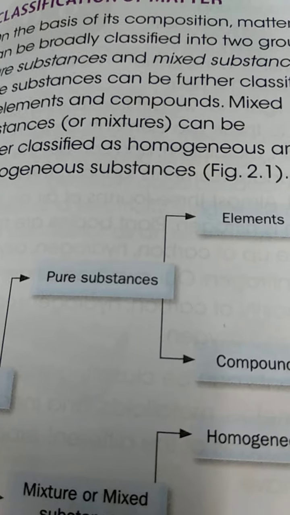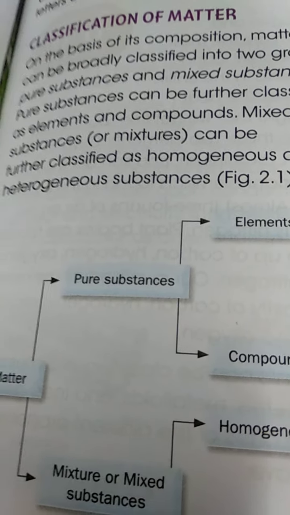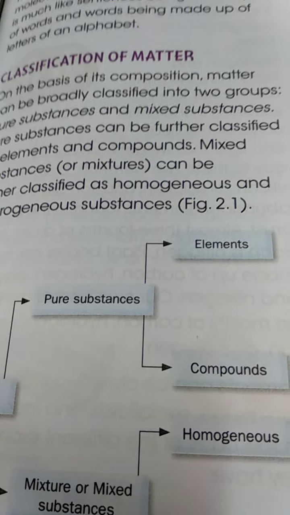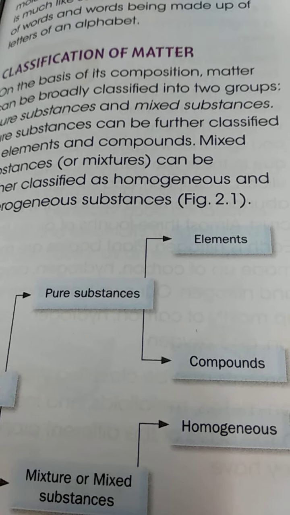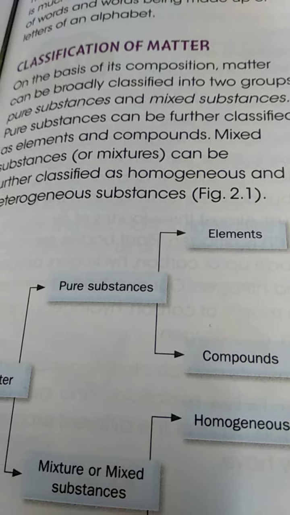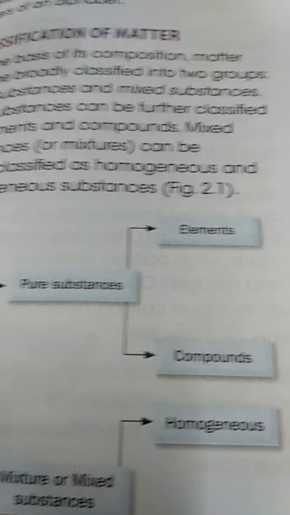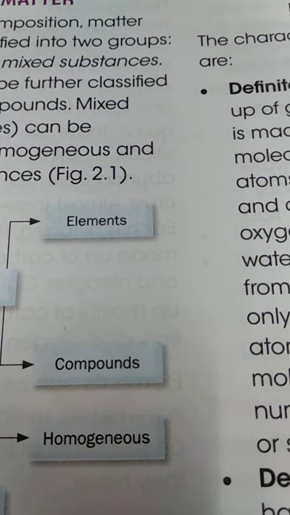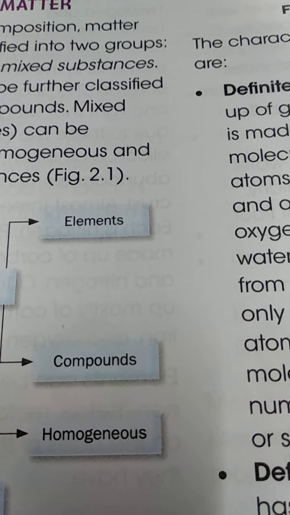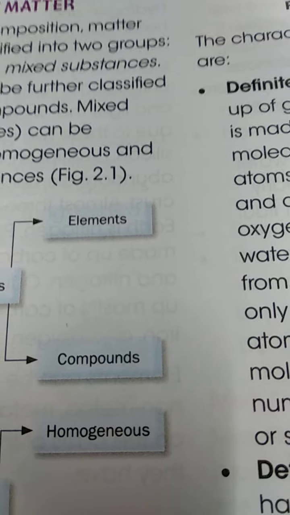Now, classification of matter. Matter is classified into two groups: pure substance and mixed substance. Pure substance can be further divided into elements and compounds. Mixed substance has to be classified into homogeneous and heterogeneous substance.